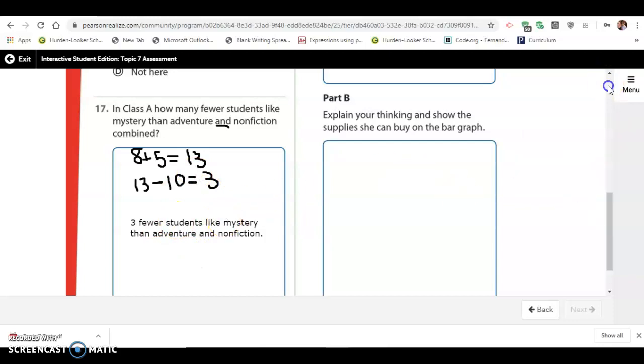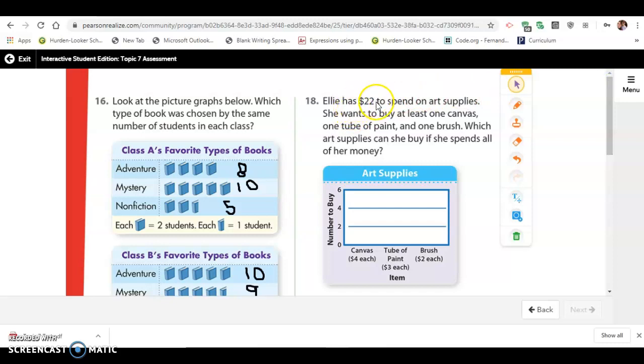Now we're going to do 18. Number 18, Ellie has $22 to spend on art supplies. She wants to buy at least 1 canvas, 1 tube of paint, and 1 brush. Which art supplies can she buy if she spends all her money? So she wants to buy 1.